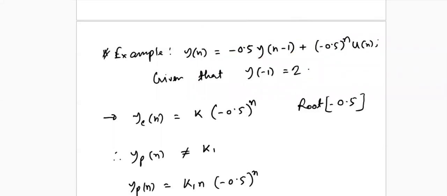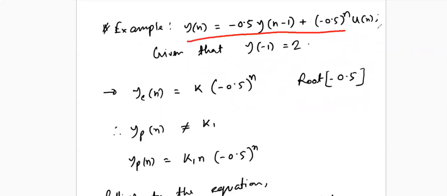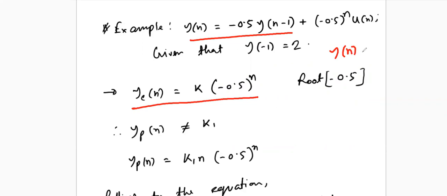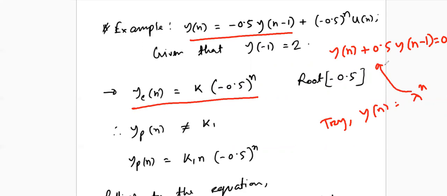From this example, what we can expect, of course, for the complementary solution, we'll get the same value because we have the same equation. That means we can write y[n] plus 0.5 y[n minus 1] equals 0. Try y[n] equals lambda to the power n. Put it into this equation, and you will find that lambda equals minus 0.5. Then you can write the complementary solution as k, any constant, times minus 0.5 whole to the power n. Exactly the same as we have done before.